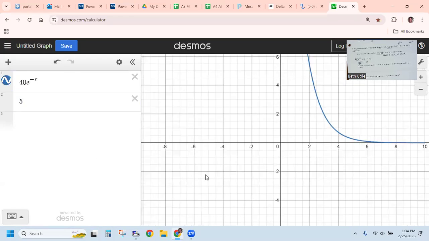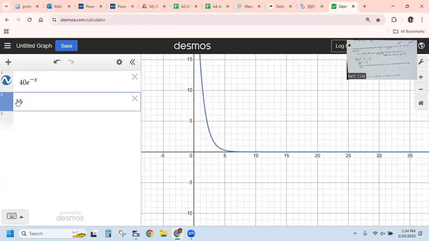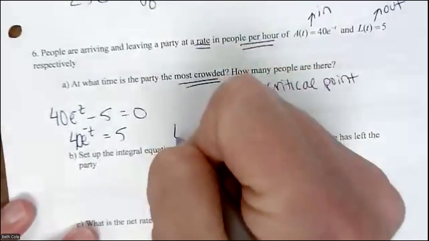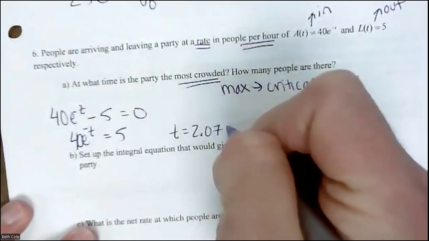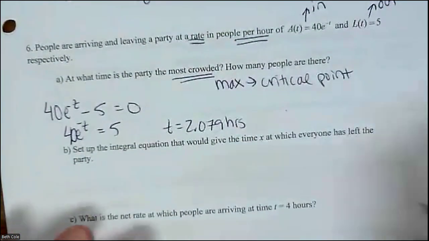All right. Now I want where they intersect. Oh, you know what? I forgot. When it's a constant, you have to put y equals 5 or it won't show up. Okay, and then there's your answer. You guys are so lucky. You get to just click on that point. Do you know how hard that is with the TI calculators and the mess of buttons you have to push? Okay, there it is: 2.079 hours.